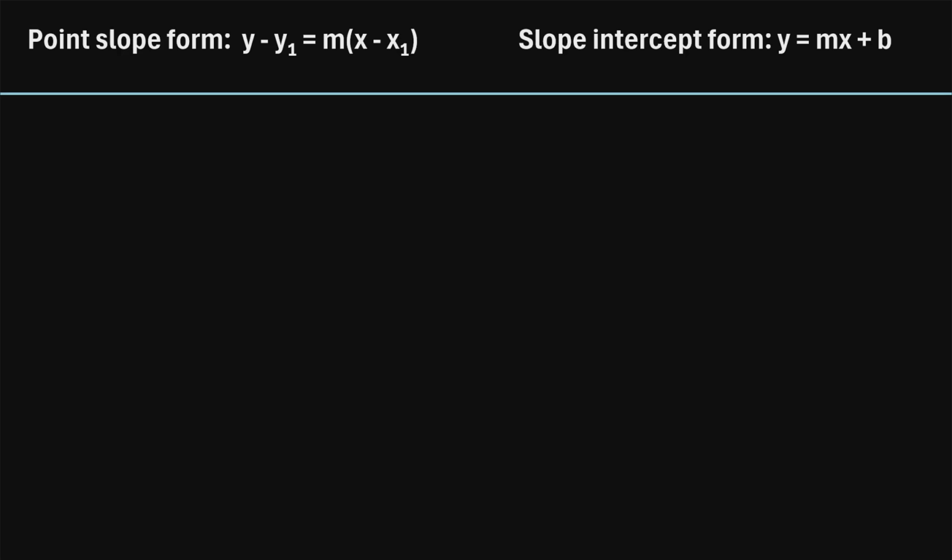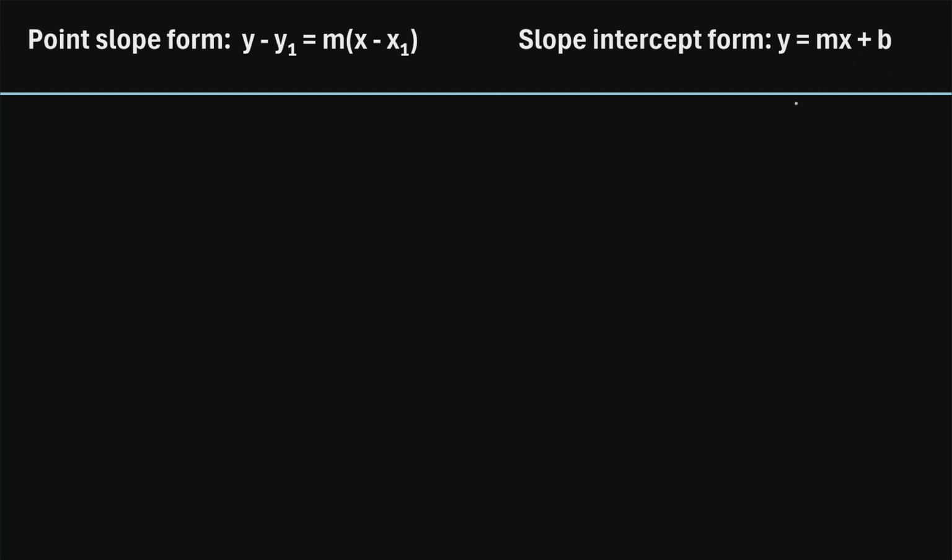In this video, I'll explain how to convert point-slope form to slope-intercept form. So if you have a line in point-slope form, it's in this format: y minus y1 is equal to m times x minus x1, where m is the slope and (x1, y1) is a point on the line. But slope-intercept form looks like this: y equals mx plus b, where m is also the slope and b is the y-intercept.